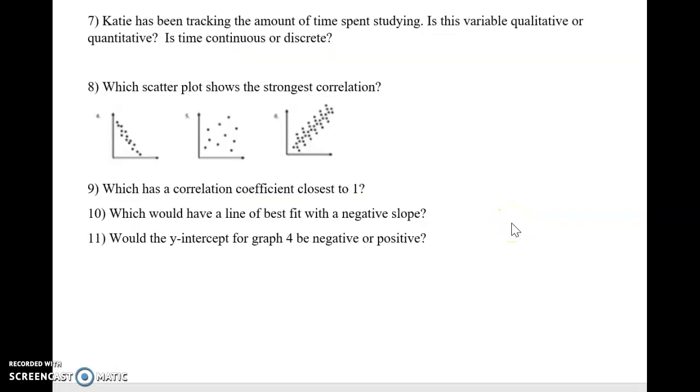Katie has been tracking the amount of time spent studying. So is this variable qualitative or quantitative? Well, quantitative includes the word quantity, basically. So that's a numeric.